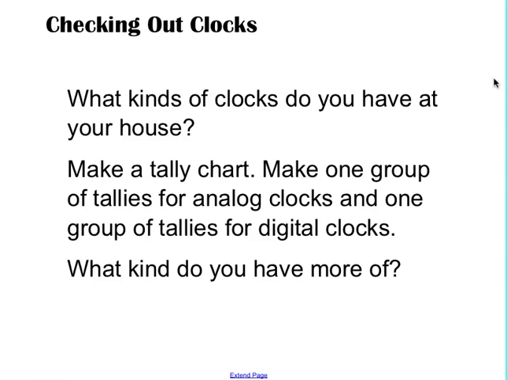Let's check out the kinds of clocks you have at your house. When this video ends, check out those clocks. Make a tally chart. Make one group of tallies for analog clocks that you have in your house, or clocks that have arms, and one group of tallies for digital clocks you have in your house, or clocks that are electric and just have numbers and have that colon between the hours and the minutes.